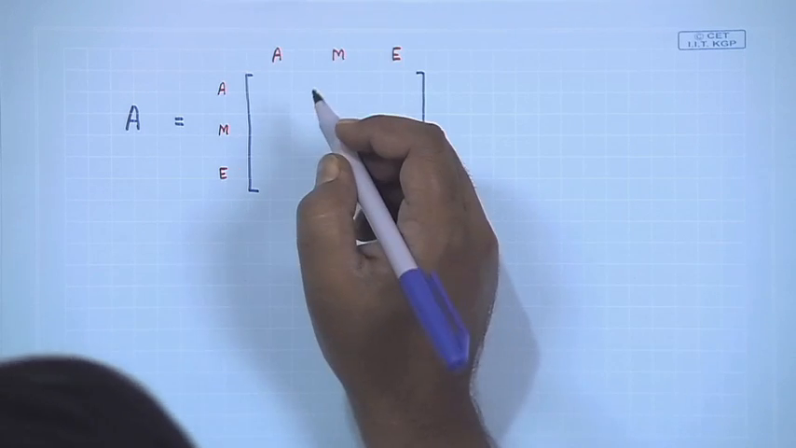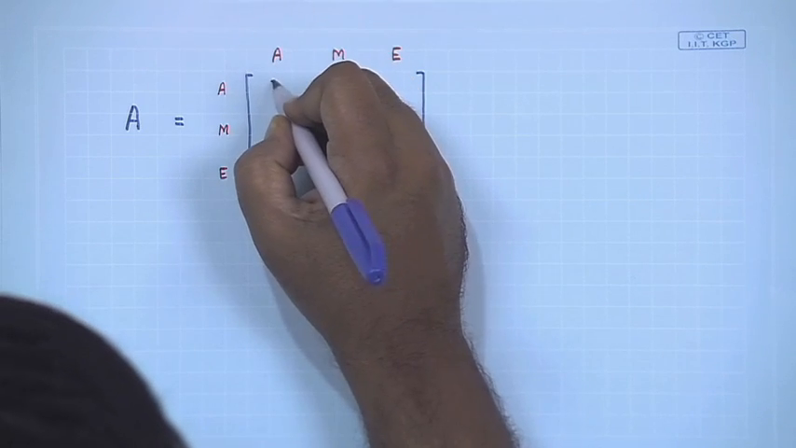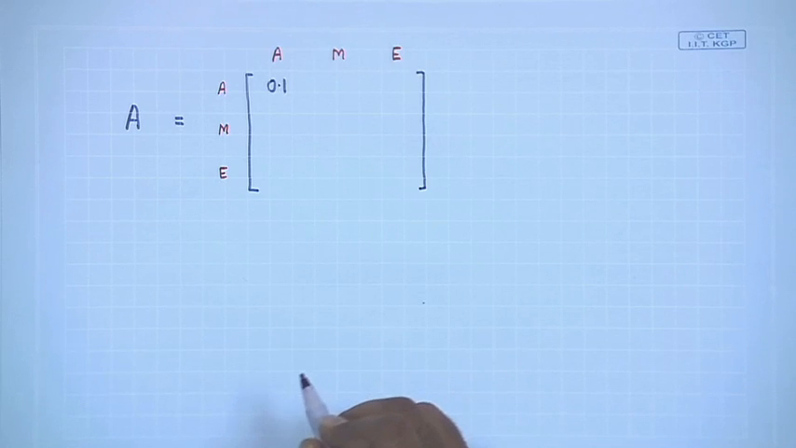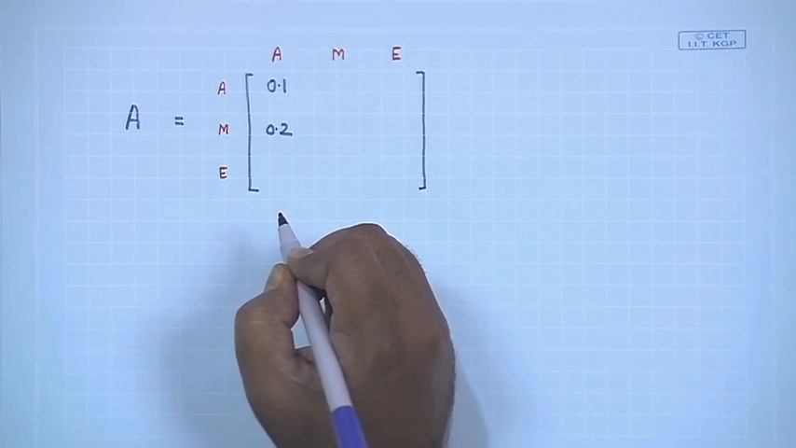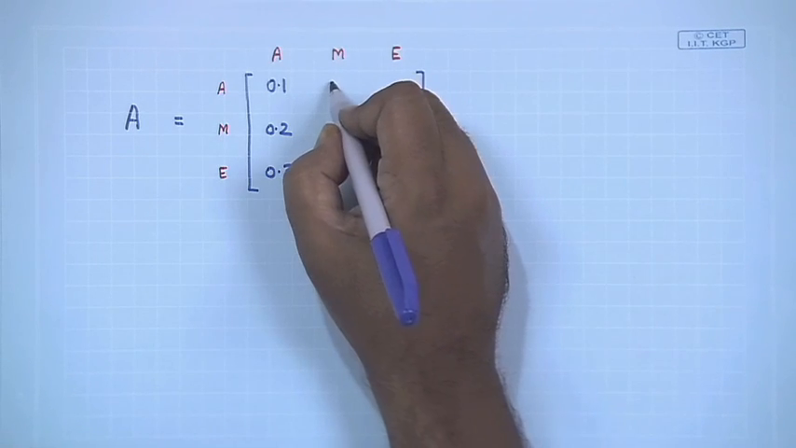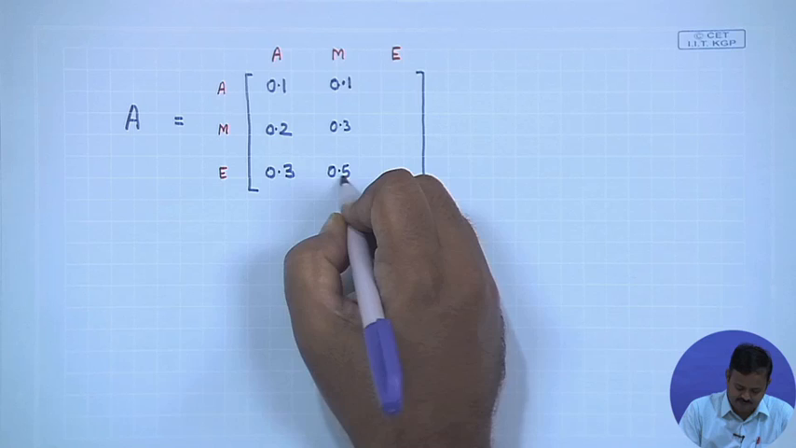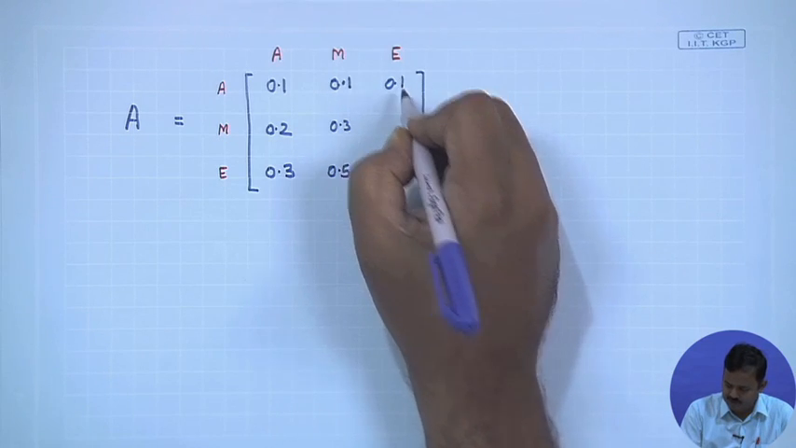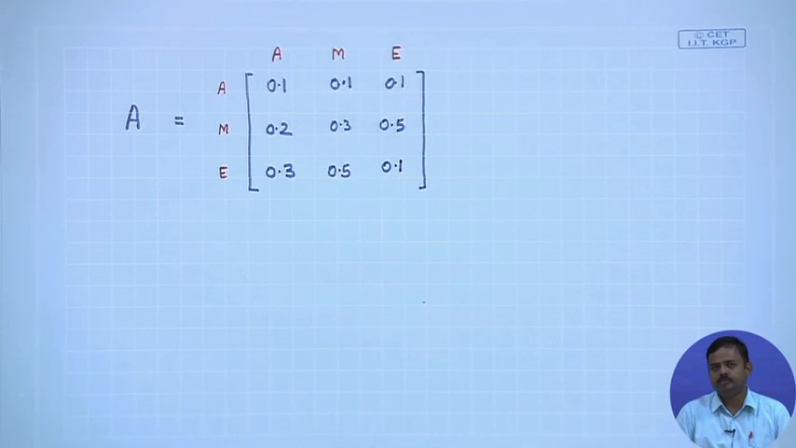Okay. So, what happens? What have we said? That 1 unit of agriculture requires 0.1 unit of agriculture. So, I am going to put 0.1 here. Okay. Then what else? It requires 0.2 units of manufacturing. So, I will put 0.2 here, and then it requires 0.3 units of energy. So, I would put 0.3. So, likewise, let me put the others as well: 0.1, 0.3, 0.5, and here again 0.1, 0.5, and 0.1. Okay. So, this is one matrix.